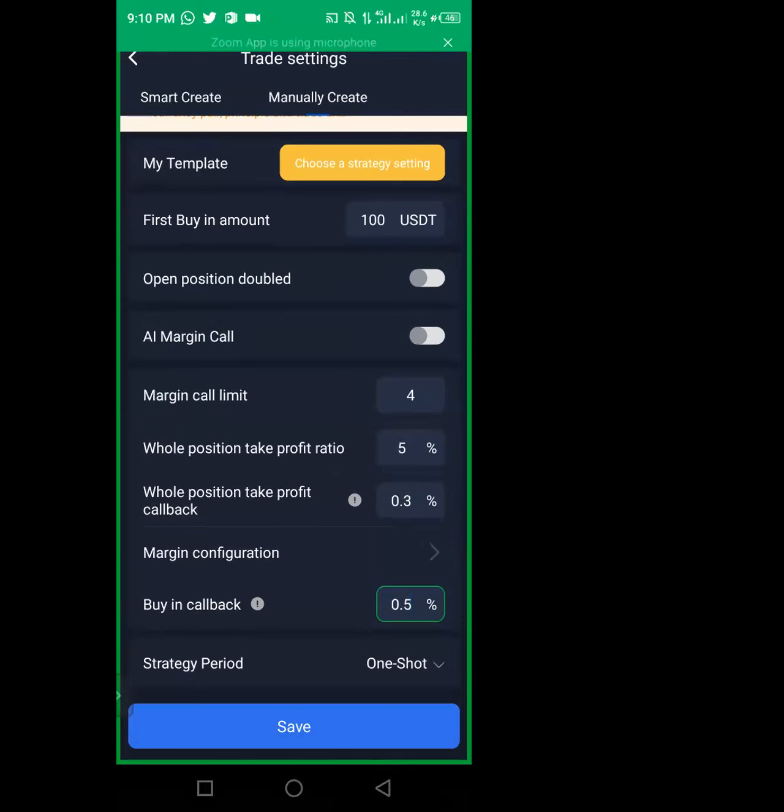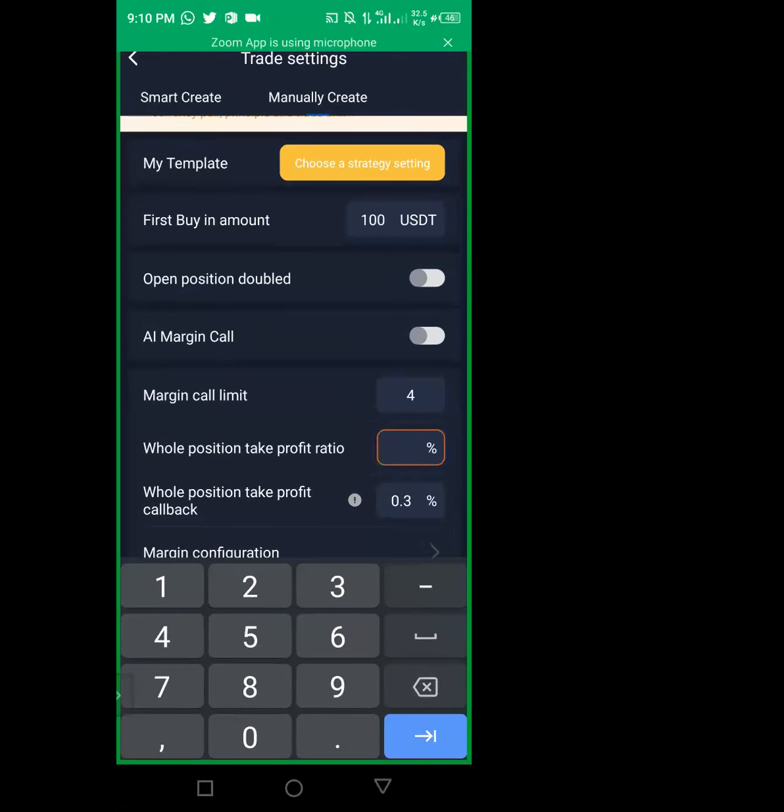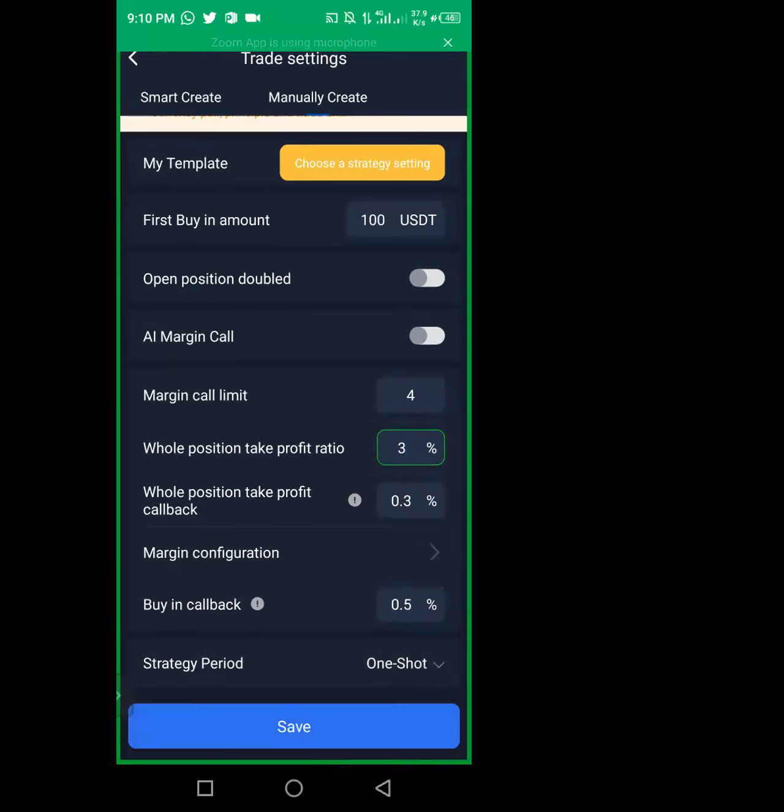Now you set your whole position take profit ratio, the percentage of profit you want to take, to 3%. Now the coin starts going up and reaches 3%. Your robot now triggers the sell, but the robot will not sell. It will trigger the sell, which means it has locked in your profit. You must make profits. It has locked it, but it will not sell. Now it will wait to see the next movement. Is the coin still going up or will it come down?